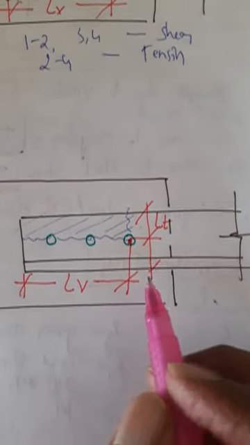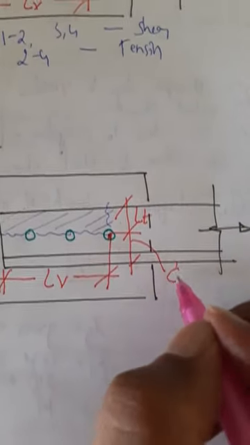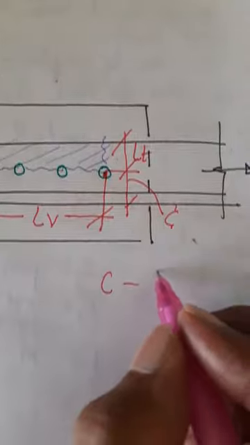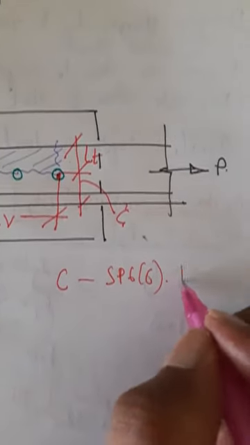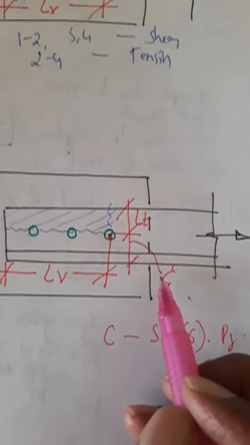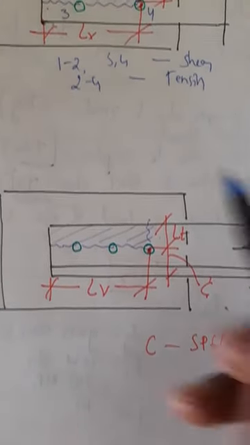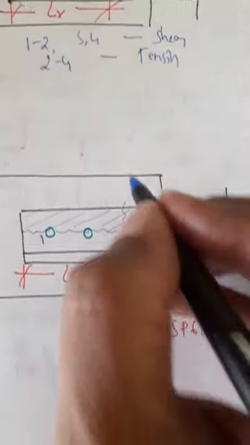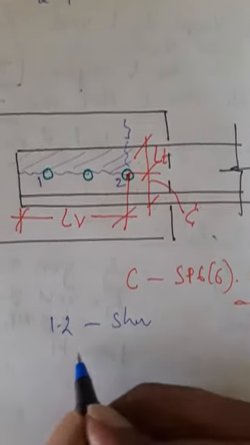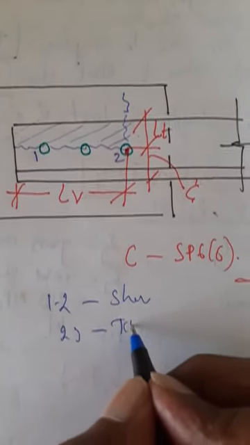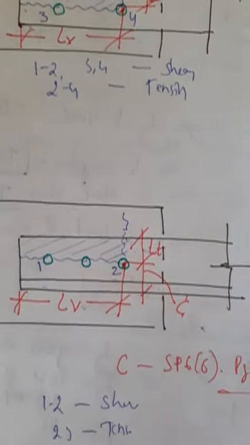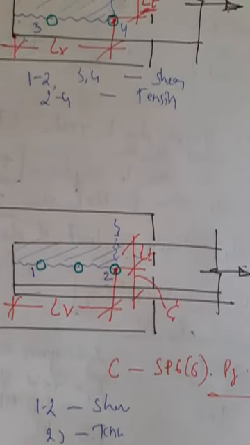Now where to put the bolts? That is given by value C, and this C is given in the codebook SP6 part 6, page 196. The value of C for any angle is given in this code. If these are the nomenclatures, then 1-2 is in shear, and the 2-3 line is in tension, LT, perpendicular to load. LV is parallel to load. So this is how we calculate LV and LT for different sections.